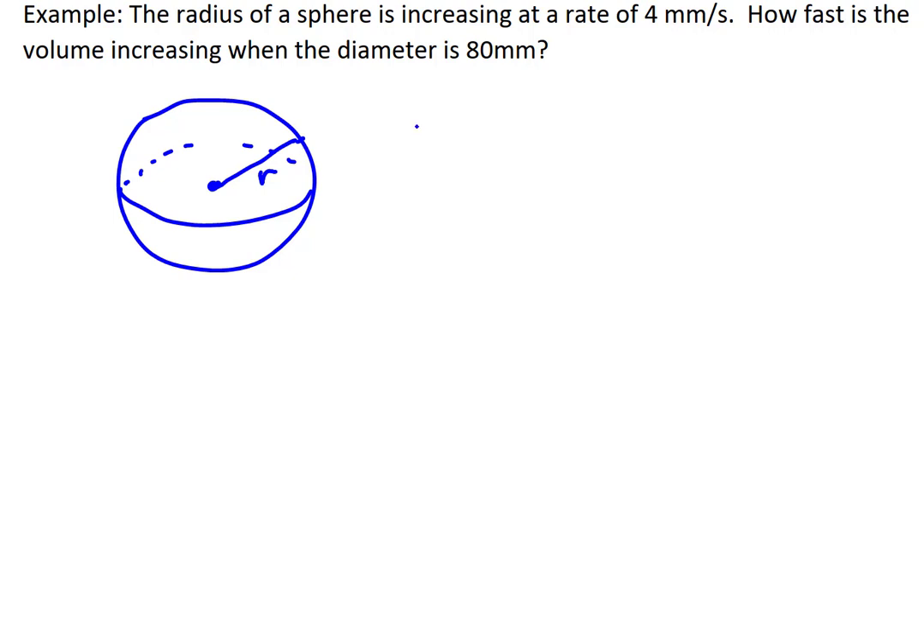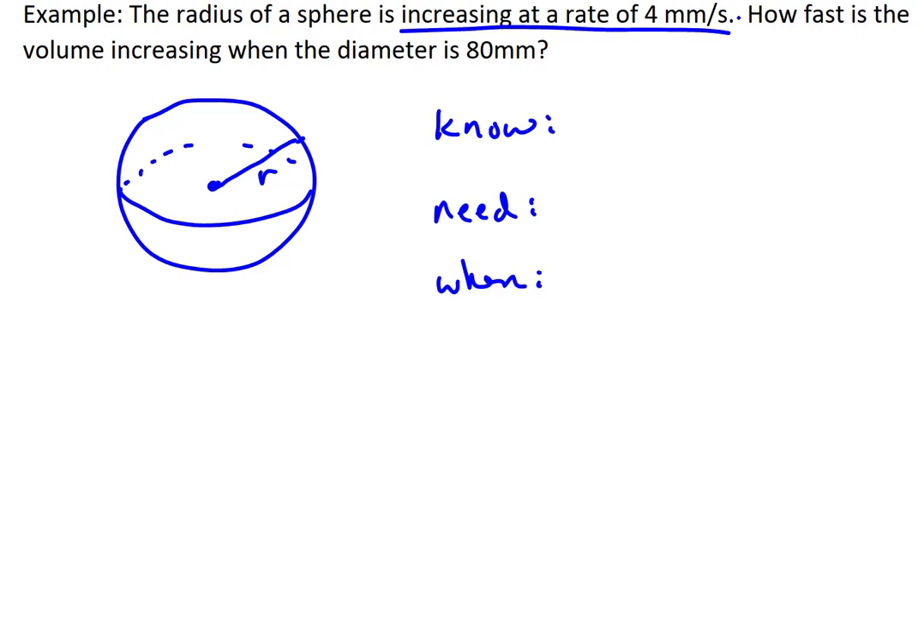Now in this problem, we're going to go ahead and write out the scheme: know, need, when. And this is a pretty good way to organize most related rate problems. I highly recommend it. We have to understand first what we know. Now in this problem, usually it's given with some kind of numerical value. It says that the radius of a sphere is increasing at a rate of 4 millimeters per second.